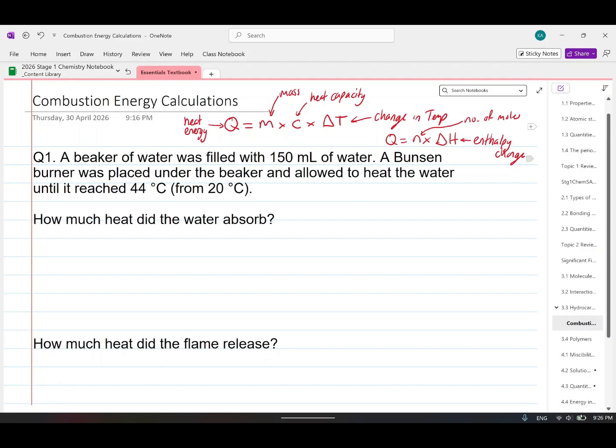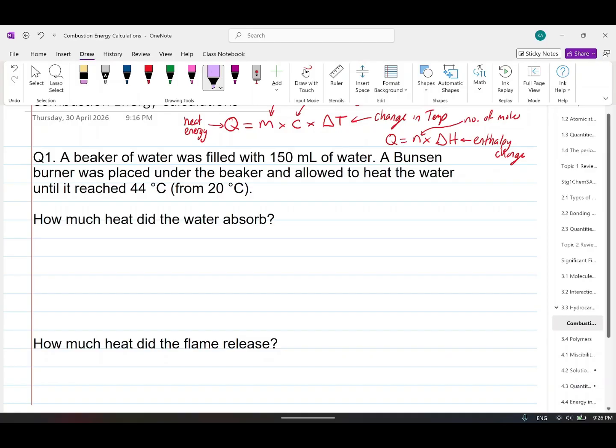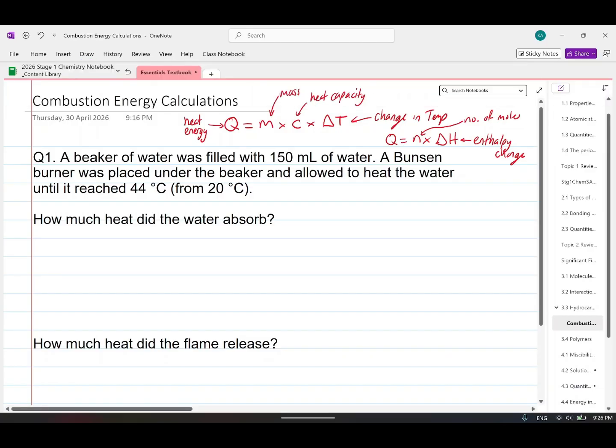Okay, so if we look at this first question, it tells us that a beaker was filled with 150 milliliters of water. A Bunsen burner was placed under the beaker and allowed to heat the water until it reached 44 degrees Celsius from 20 degrees Celsius. So what I'm going to first do is use this highlighter and highlight the parts of these couple of sentences that are most important to us. First of all, this here tells us how much of a particular substance, in this case water, is going to be absorbing or releasing heat.